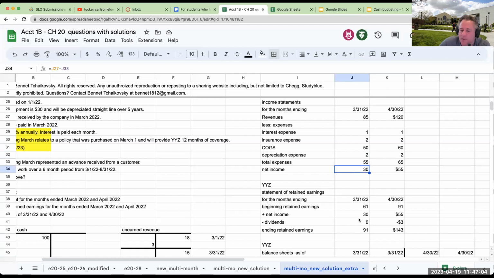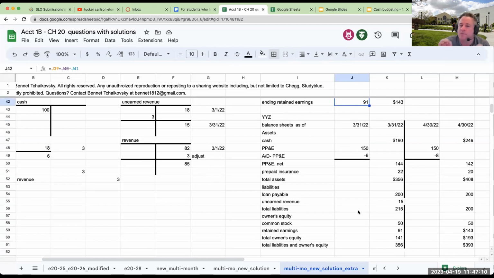Right now, over here, my net income is going to be different. And then over here, dividend, nothing here is changing. And then in terms of the balance sheet, though, what's happened? I've added in a new liability account, which is going to be unearned revenue. So this is going to be at 15. My total liabilities are now 215. My total assets are now 356. This is basically my retained earnings also changed. So that's how we're getting to that result.